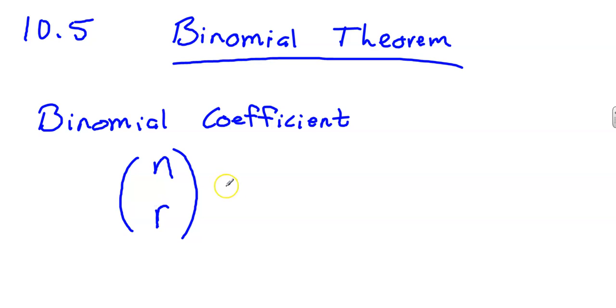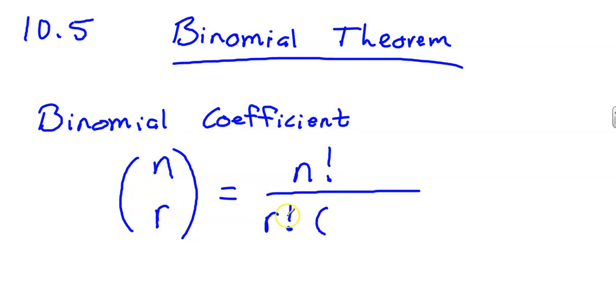And here's the formula that you get when you go through this part. n factorial divided by r factorial times (n minus r) factorial. Okay, and the exclamation points are not people that are really excited about math. If you haven't seen those in a while, that's factorials.